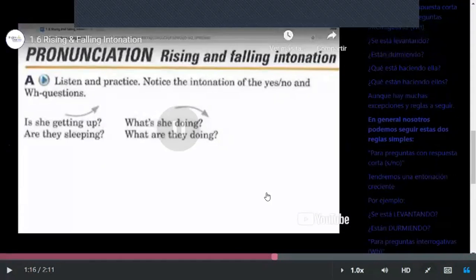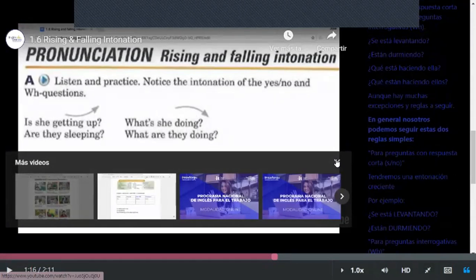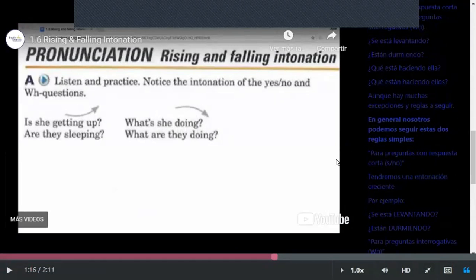Okay. So the basic rule is this. For yes, no questions, it's going to be rising intonation. For example, is she getting up? Repeat. Is she getting up? Are they sleeping? And for WH questions, it's going to be falling intonation.